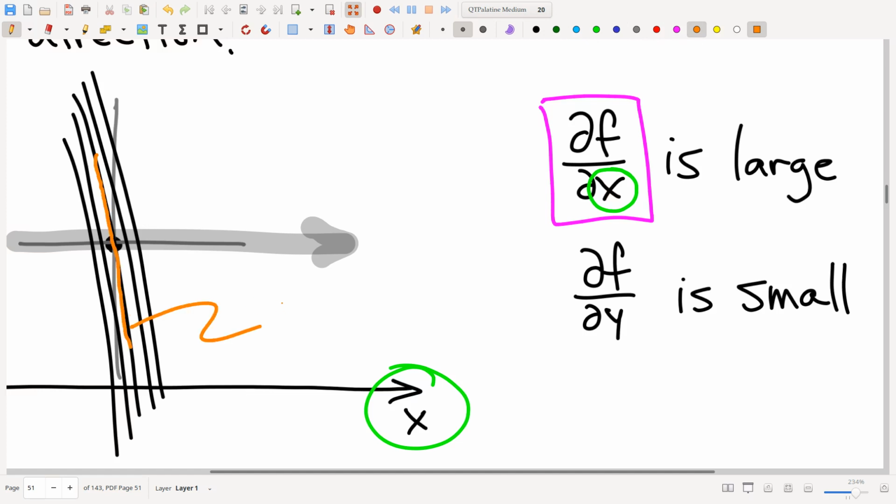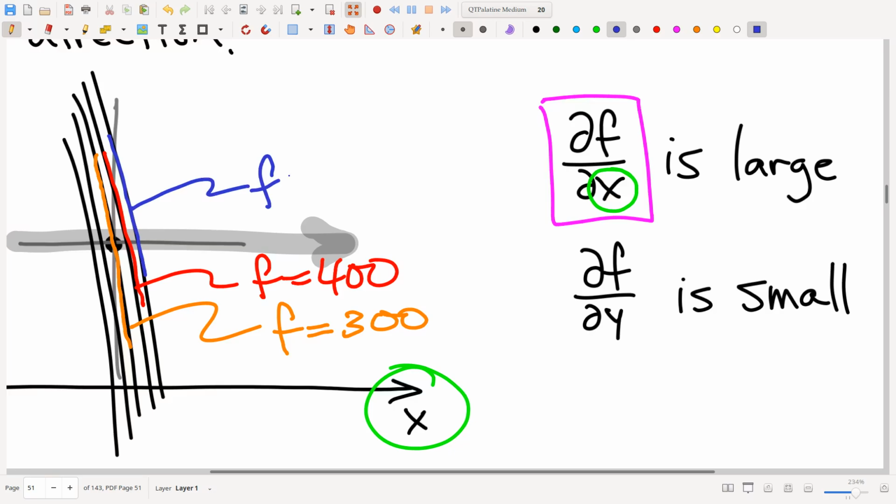So, for example, that might be where f is equal to, let's say, 300. I like to think about topographical maps when we're looking at level sets, because there's something viscerally relatable about that. You don't have to, but I like it. So if that's the 300 altitude contour line, then this is the 400, perhaps, and then this is the 500. Right, and now let's consider what happens as I move in the x direction.